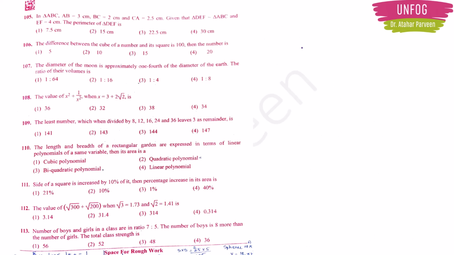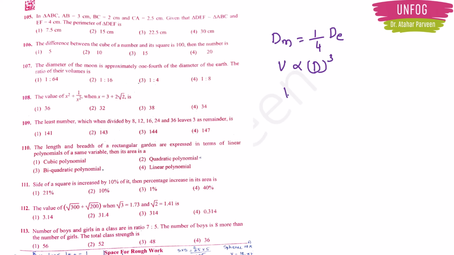Next, question number 107. The diameter of the moon is approximately 1/4 of the diameter of the earth. The ratio of their volumes is, see, we know that volume of the sphere will be directly proportional to cube of the diameter, right? Actually radius, but it's okay, I can take diameter also, right?